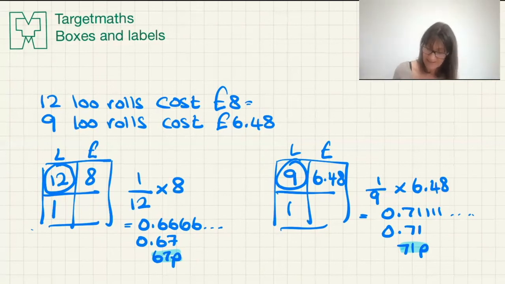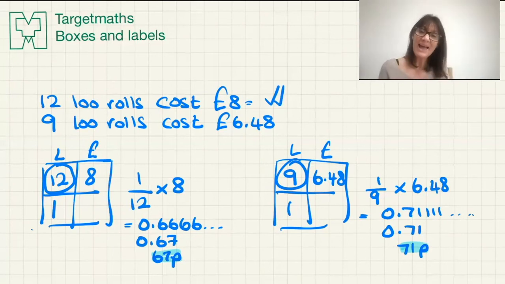And that is an example of us seeing what we expect. We expect the more we buy, the cheaper it is. And it is in that case by about 4p a roll, okay? So those are the examples.